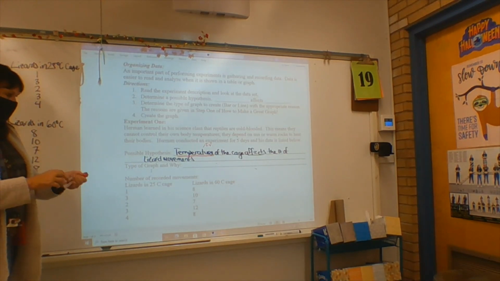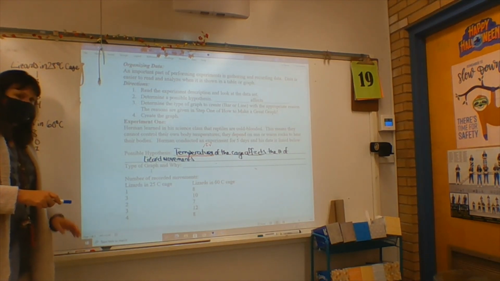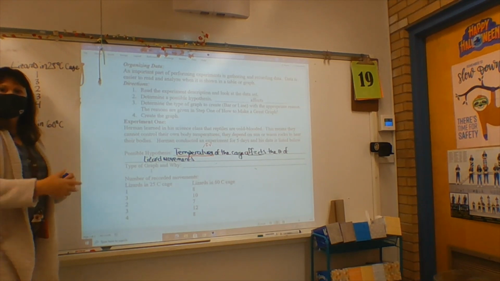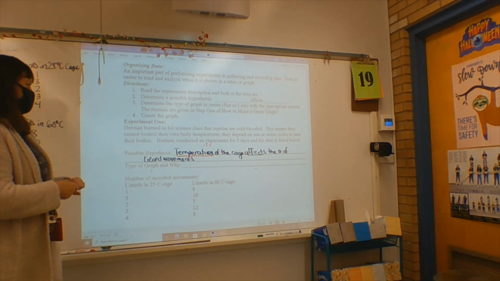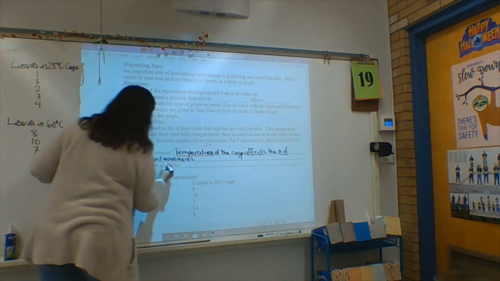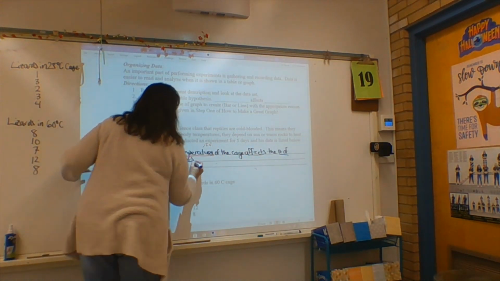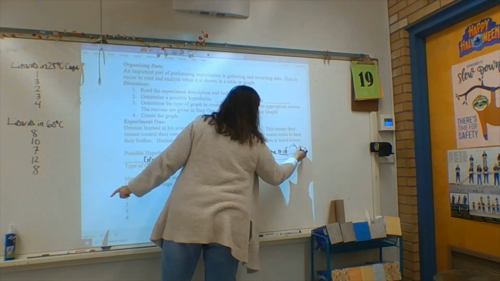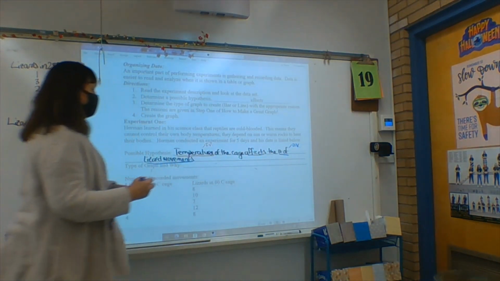Hey, and Ms. O'Leary, what are we gathering data on that is the dependent variable, what we measured or counted? We are measuring lizard movements, number of lizard movements. Okay, so I'm going to turn that really quickly, just blue, because we did that before. Okay, and I'm going to call that my DV, dependent variable.